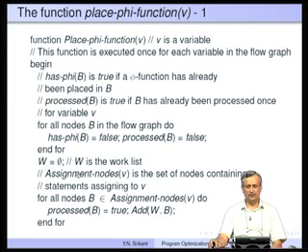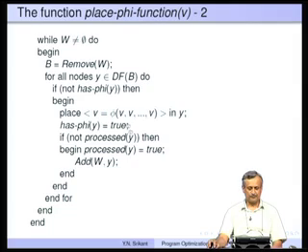Now, the work list W is made empty to begin with, and we add all the assignment nodes, which are nothing but the set of nodes containing assignment statements assigning to the variable V, to this particular work list. So, we say processed B equal to true and add that to the work list.